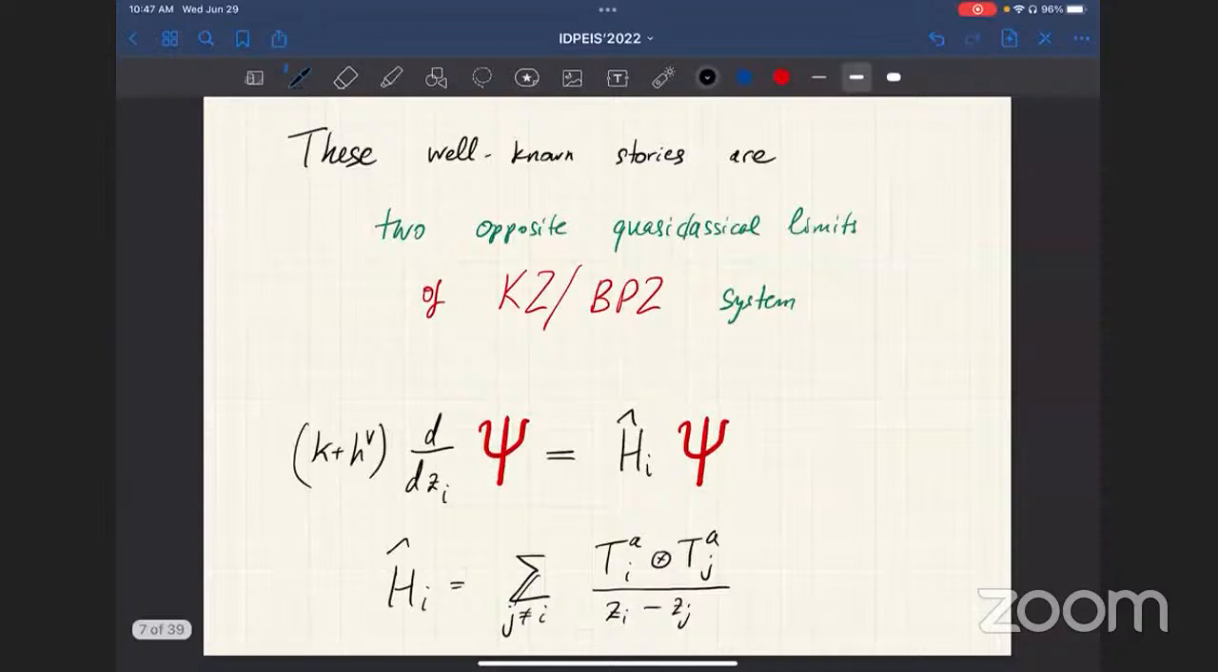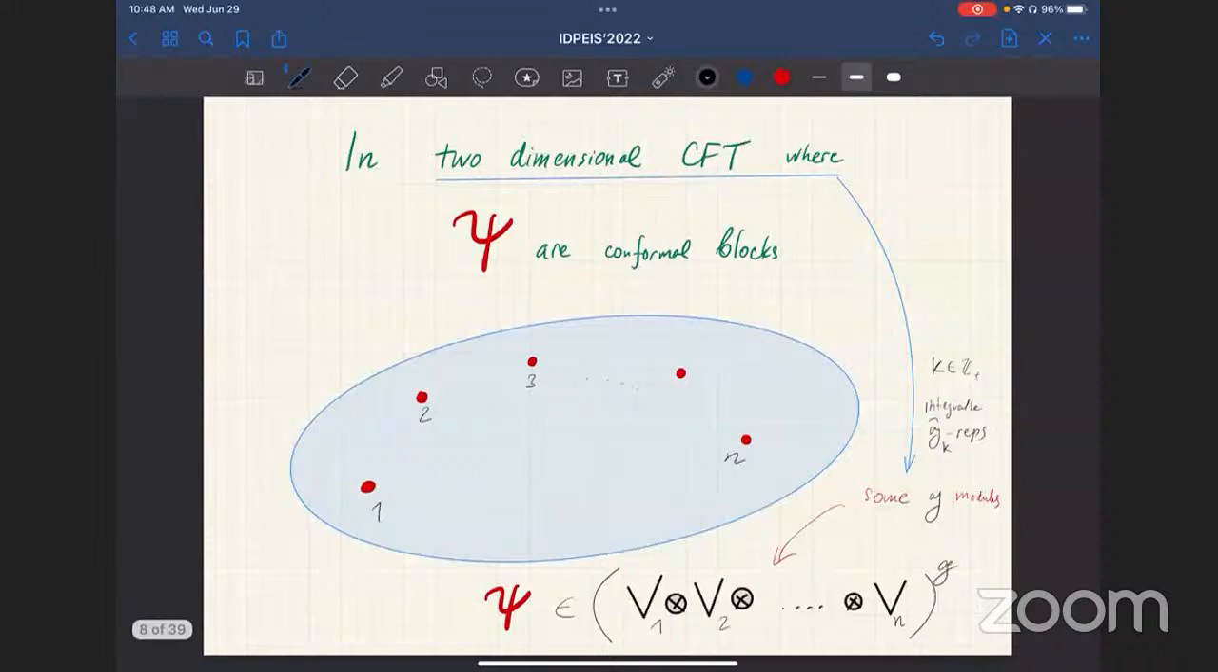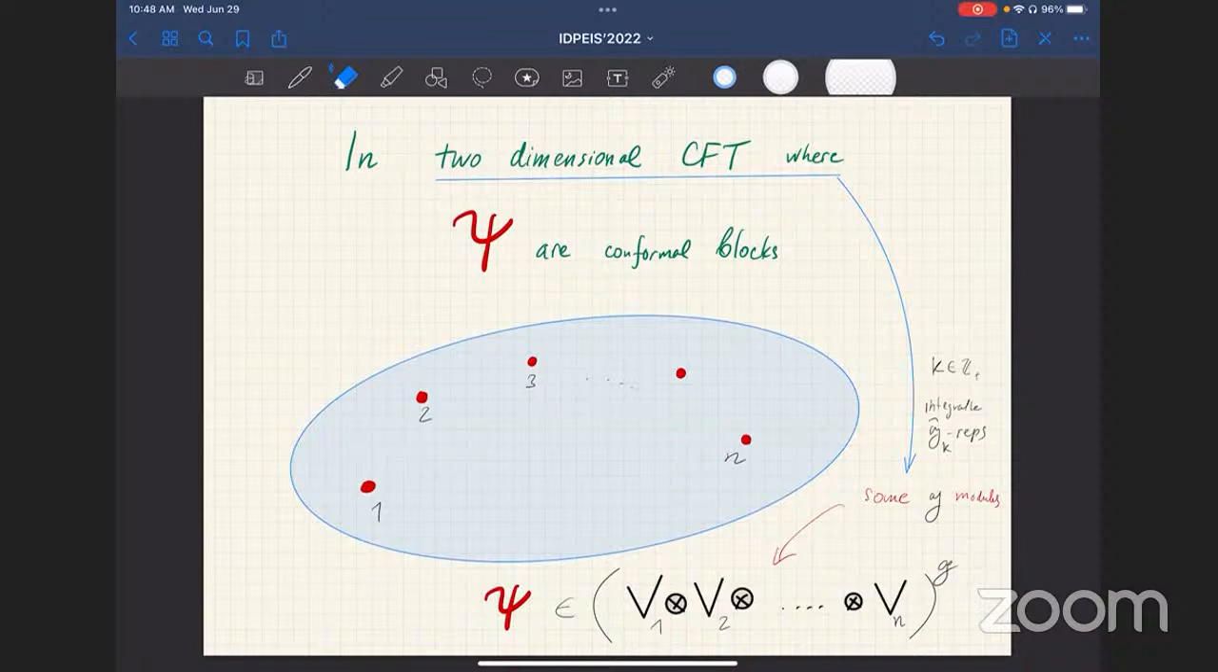Now, these well-known stories are actually two opposite quasi-classical limits of the system, which I will call KZ-BPZ system. Namely, it's a system of Knizhnik-Zamolodchikov equations in genus zero, and in some cases it can also be mapped to the system of Belavin-Polyakov-Zamolodchikov equations, which is related to the separated variables, which I just mentioned. So in the classical, not in the mathematical sense, but in the historical sense, classical formulation, these equations are written on a function of the positions of these points, z1 to zn, taking values in a tensor product of some representations of the Lie algebra. In fact, it lives in the invariant subspace in the tensor product of these representations.